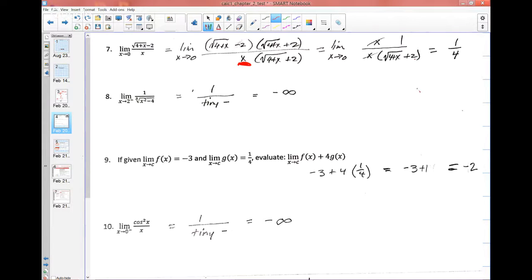Well, it works because on the top, some of you forgot how to multiply conjugates. When you multiply conjugates, you get the difference of 2 squares.